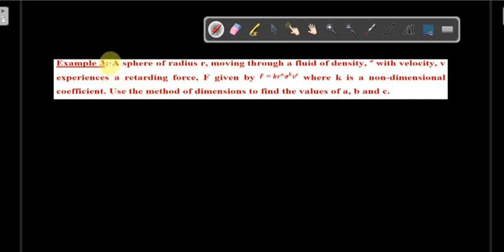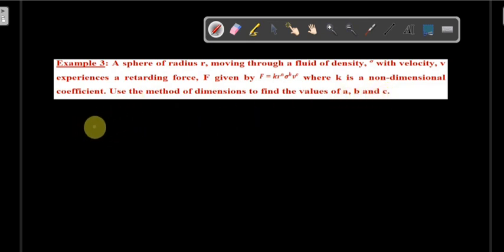We can also use dimensional analysis to determine the units or dimension of unknown constants. For example, in this example 2, a sphere of radius r moving through a fluid of density rho with velocity v experiences a retarding force F given by F is equals to K r raised to power A, rho raised to power B, v raised to power C, where K is a non-dimensional coefficient or constant. Use the method of dimension to find the values of A, B, and C.